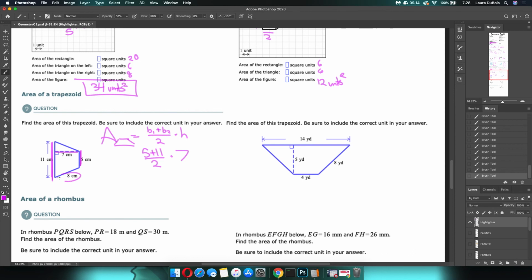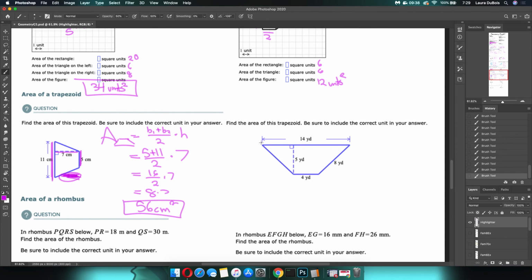You'll notice they will more than once try to give you a red herring. This is not the first time the software has done that. We're going to blatantly ignore it for the sham that it is, move on, and use only the numbers that we need. So 5 plus 11 is going to be 16 over 2 times 7. 16 over 2 is 8 times 7. So this is 56 centimeters squared.